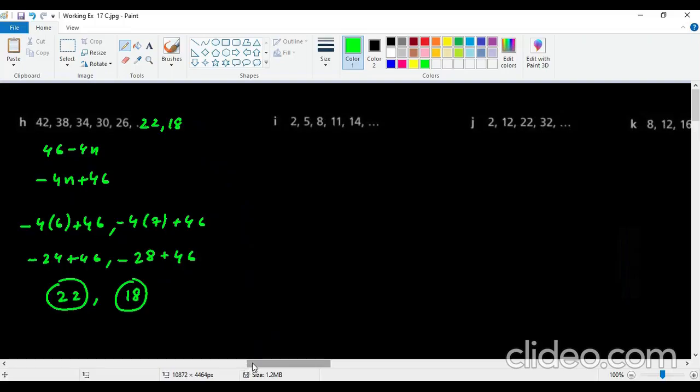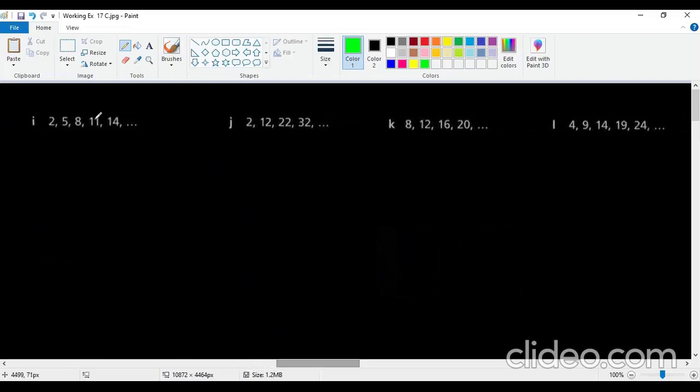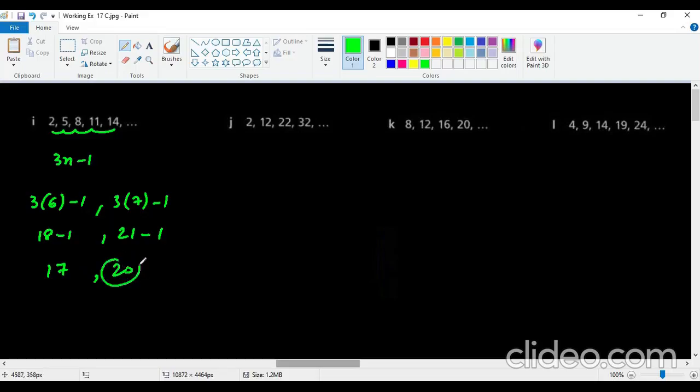Next one is positive. Positive means it's going to increase the numbers, so n is going to be positive. The difference between them is 3, all of them. So that means 3n. What should I do with 3 to make it a 2? Definitely we are going to subtract 1. This is how we find the term rule. 3 times 6 minus 1, and 3 times 7 minus 1: 18 minus 1 and 21 minus 1. So it's going to be 17 and 20. These are the two terms.